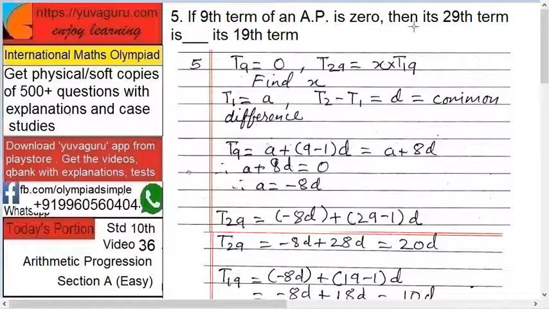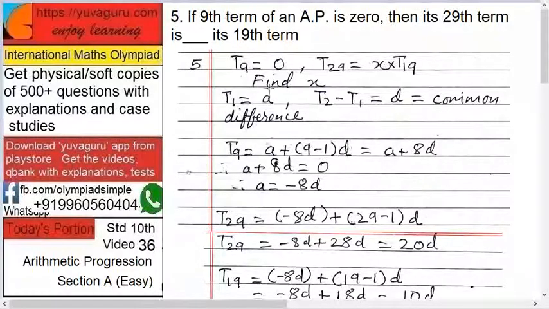If the 9th term of an AP is 0, then the 29th term is dash its 19th term. Means what? There is an arithmetic progression whose 9th term, Tn, T9 equals 0. Now what is given? The 29th term is x times, we don't know, the 19th term. See this, T29 equals x times the 19th term. We have to find out the x.